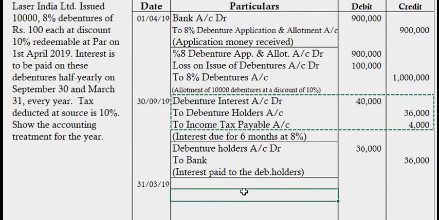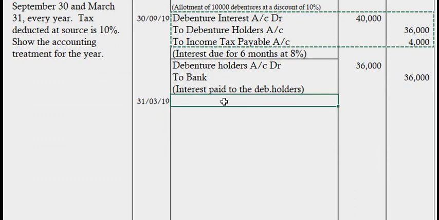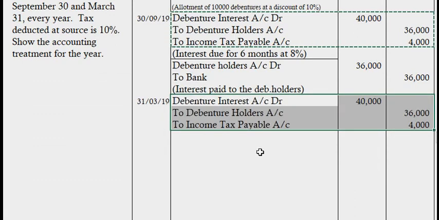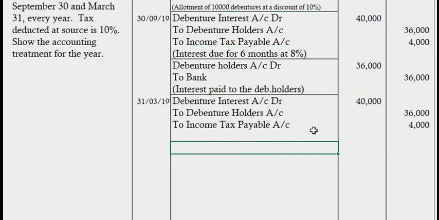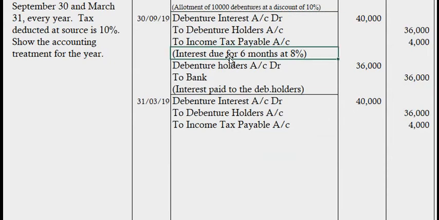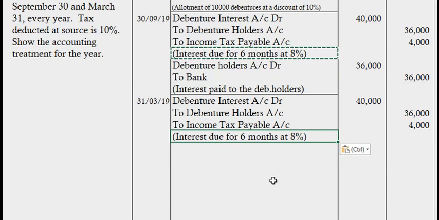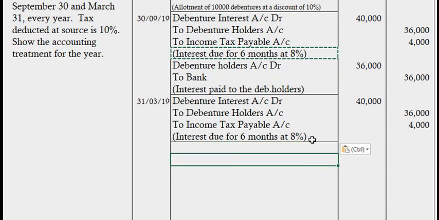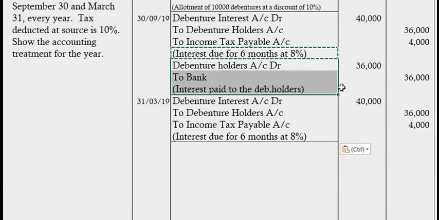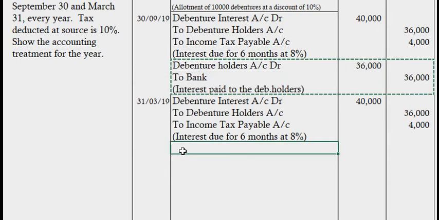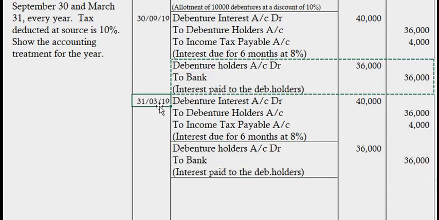So the case will be the same. Interest is payable for the next term also. Interest due for 6 months at 8%, and again they will pay interest to the debenture holders on 31st March 2019. So this is so simple.